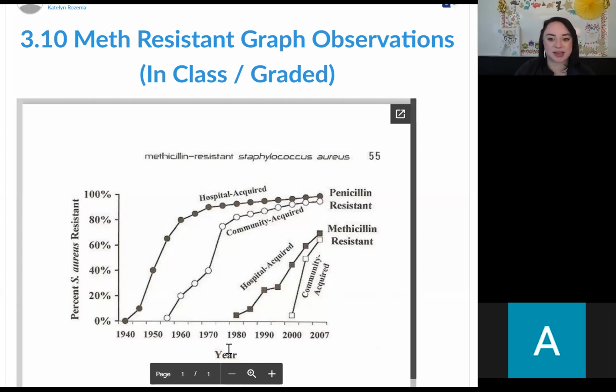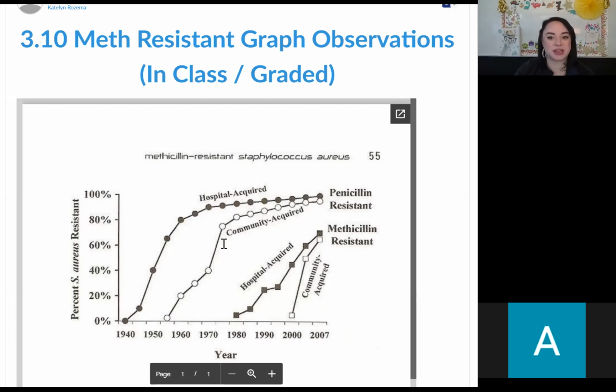I see on the x-axis I have years, so it goes from about 1940 to 2007. The y-axis has percentages. It says percent S. aureus resistant. So S. aureus is a type of bacteria, and it's saying that's the percent of that type of bacteria that are either resistant to penicillin or methicillin.